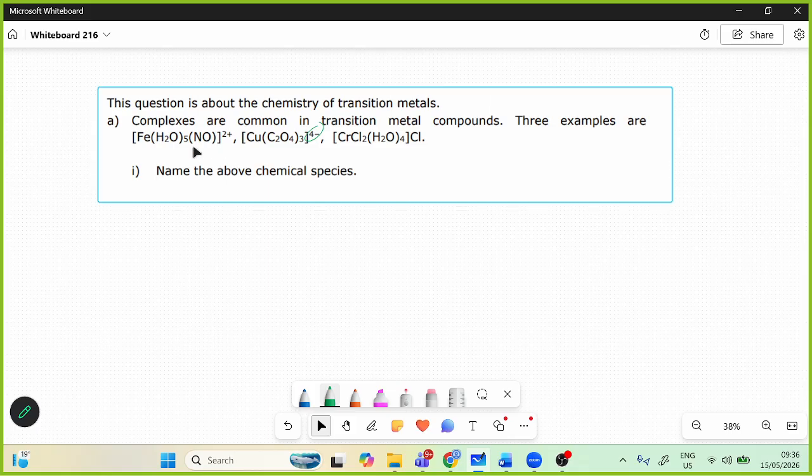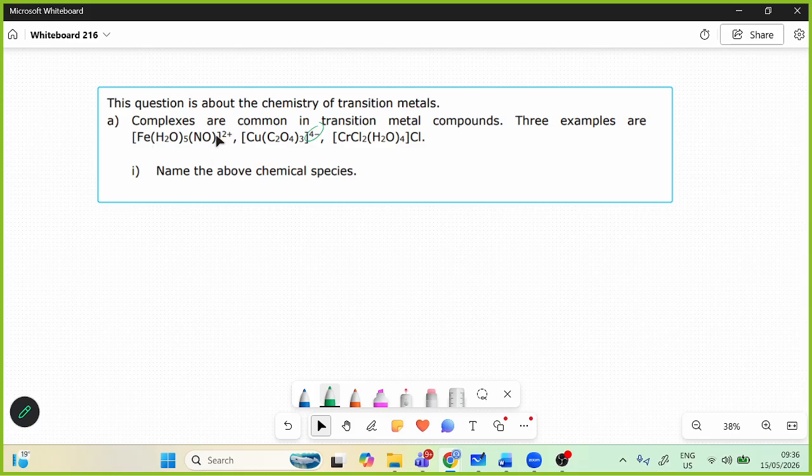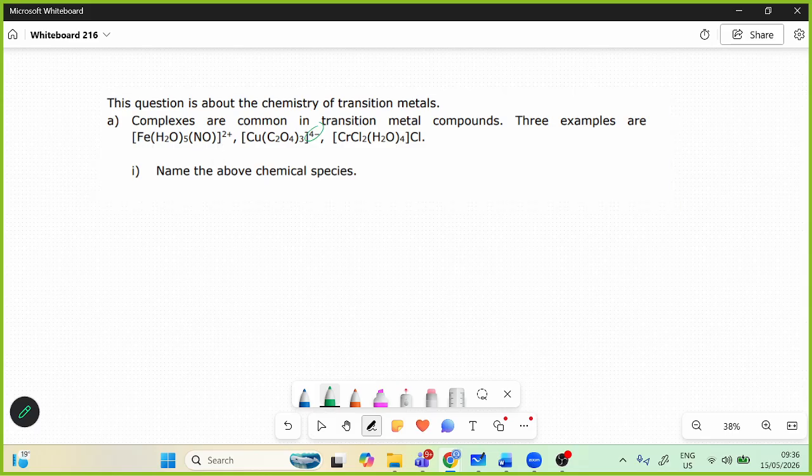So this is penta aqua, nitrosyl ion 2. So the last number will be the number for this charge. So the first one is penta, 5, aqua, double A, it doesn't matter. Nitrosyl, remember these have to be in alphabetical order. Ion 2.